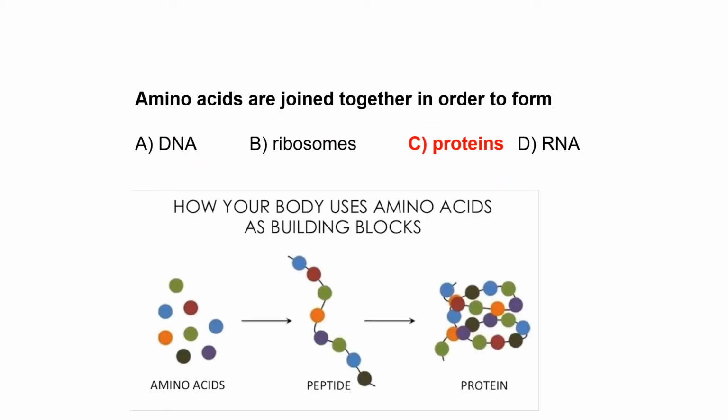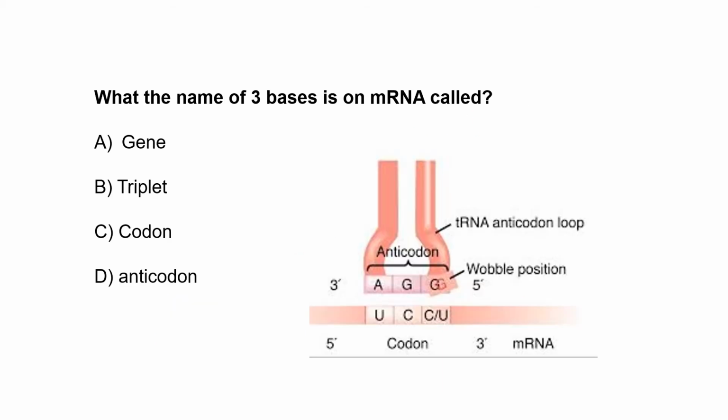Yeah, so if you remember, to make proteins, you take amino acids, you join them through peptide links, and then polypeptides join together to form proteins. So the only answer is C, and the other ones are wrong. Again, this is a very easy question.